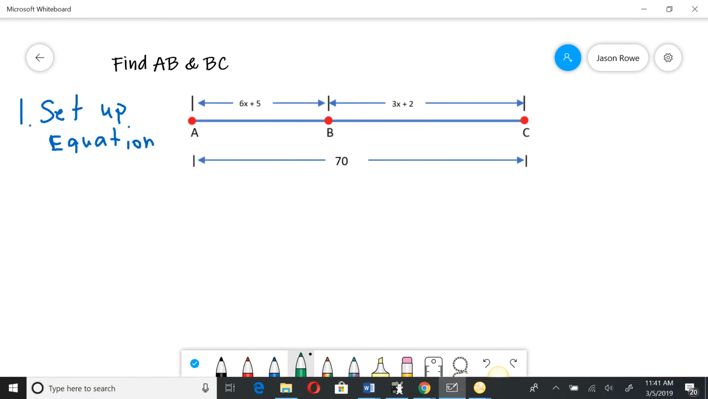Step 2, obviously, will be to solve for X, or solve the equation. And then step 3 will be to answer the question.